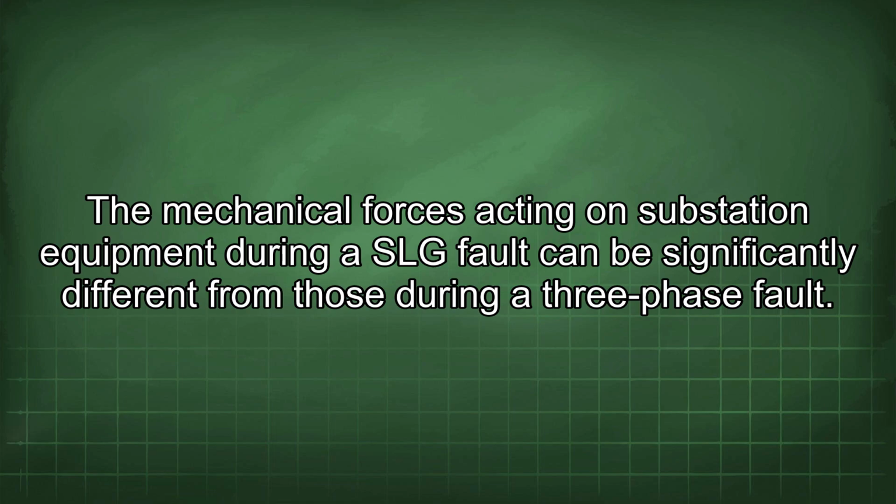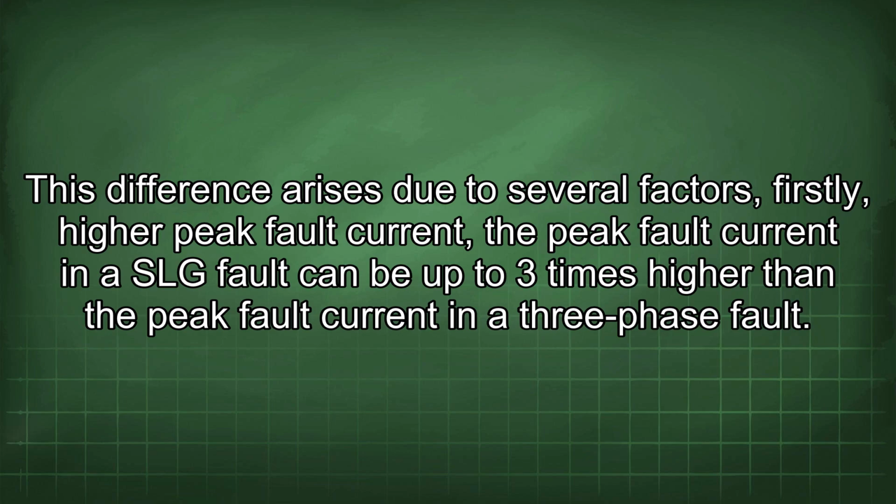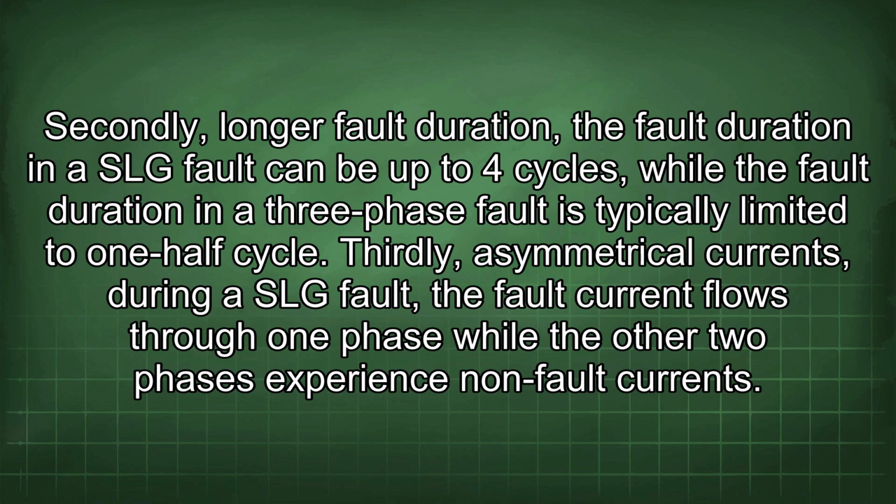The mechanical forces acting on substation equipment during a SLG fault can be significantly different from those during a three-phase fault. This difference arises due to several factors. Firstly, higher peak fault current. The peak fault current in an SLG fault can be up to 3 times higher than the peak fault current in a three-phase fault. Secondly, longer fault duration. The fault duration in a SLG fault can be up to 4 cycles, while the fault duration in a three-phase fault is typically limited to 1/2 cycle.